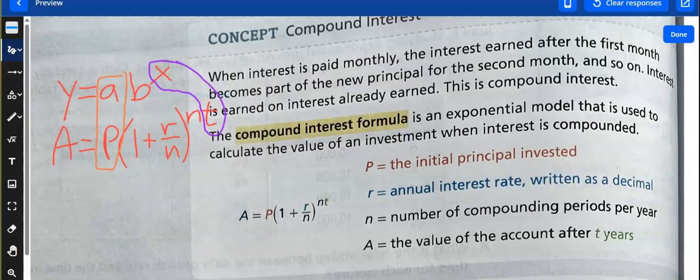The part that may be a little bit unusual for you is that B is a little bit weird. B is that entire thing that I just circled in blue. So this is an exponential function. It just looks a little bit different. Looks like there's more pieces. So what are those individual pieces?